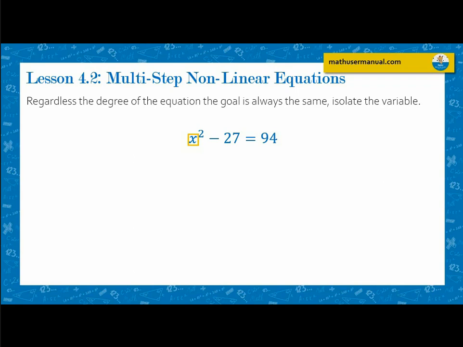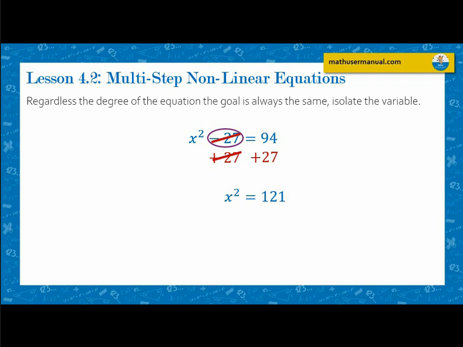And in order for the x to be completely by itself, we need to take care of the negative 27 and the 2 in the exponent. And this is very similar to the two-step linear equations we solved in Unit 3. We start with the subtraction, so negative 27. The opposite of a negative 27 is a positive 27, so they can cancel. But if we added 27 on the left, we must add 27 on the right. Now we do the operation. 94 plus 27 equals 121.